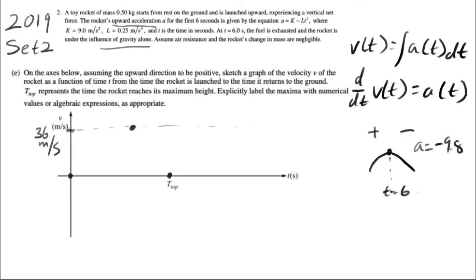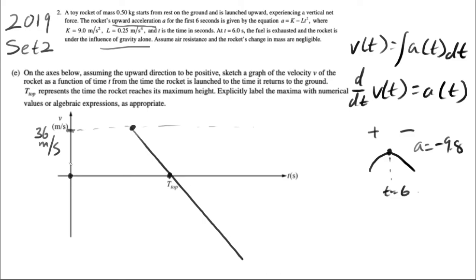So with acceleration as negative 9.8, we know that the velocity over time graph will have a straight line with slope negative 9.8. It's going to have the points from t equals 6 to t equals t top. So we're going to draw a straight line from down there, and we don't know definitively when the rocket returns to the ground, so we can just keep it like that.